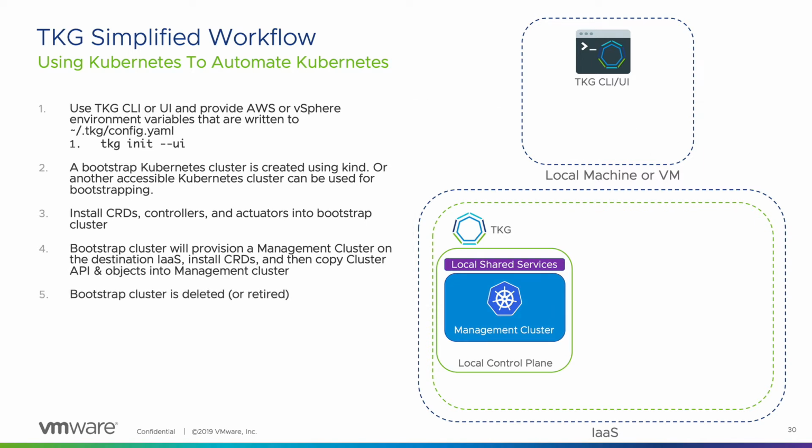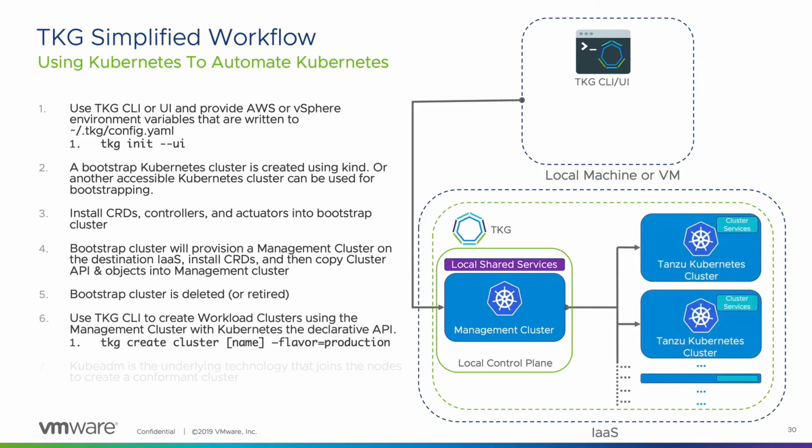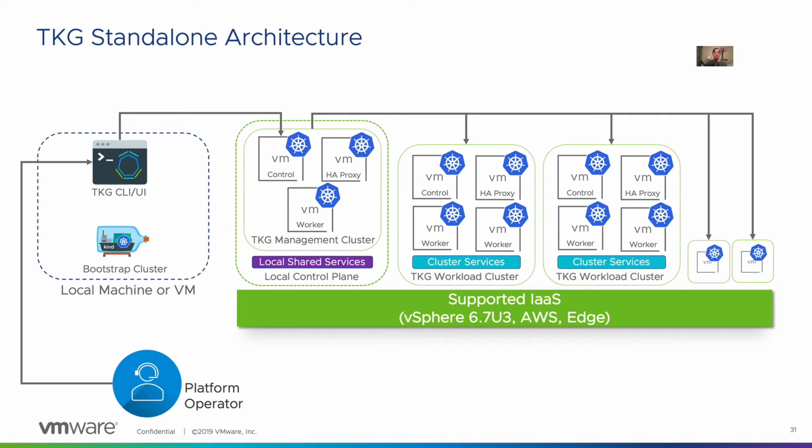And then what it's going to do is what's called a move. And this move is going to actually transfer everything over, so it knows how to talk to the rest of my vSphere infrastructure. Now that bootstrap cluster is no longer needed, it's retired, and I can use the TKG CLI to then create more Kubernetes clusters at this point, or workload clusters. And then again, kubeadm is the underlying technology that really joins them to make this conform a cluster.